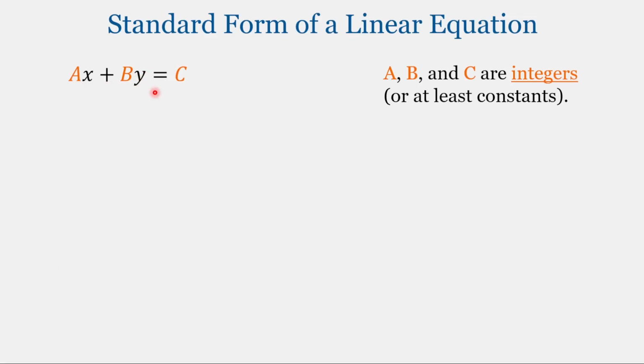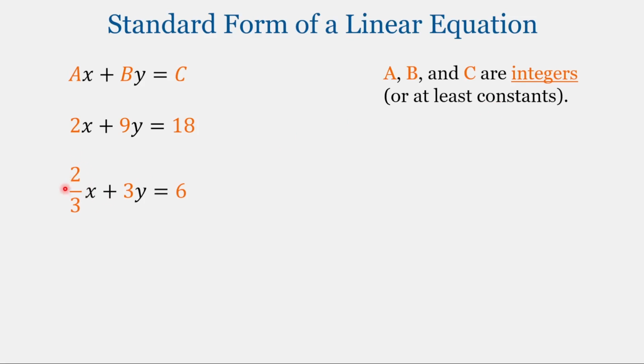So in standard form, A, B, and C, ideally they represent integers. So we have something like 2x plus 9y equal to 18. So in this case, A is 2, B is 9, and C is 18. And again, ideally, we're just going to have integers. But at a minimum, they have to be constants.